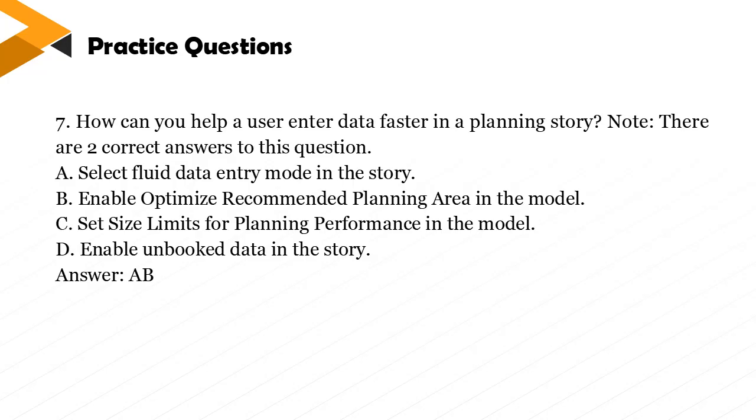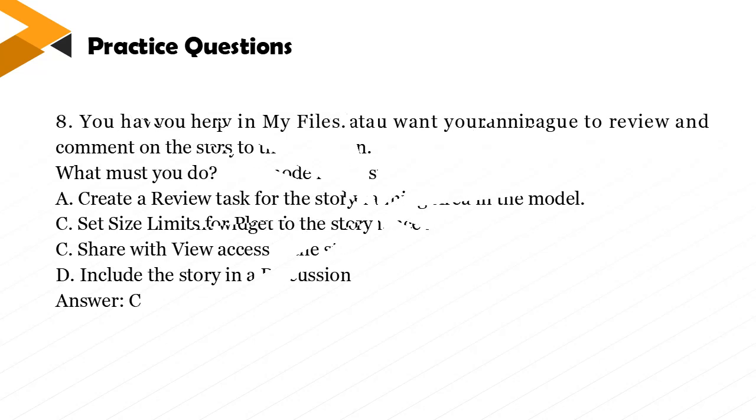7. How can you help a user enter data faster in a planning story? Note: there are two correct answers to this question. A. Select fluid data entry mode in the story. B. Enable optimize recommended planning area in the model. C. Set size limits for planning performance in the model. D. Enable unbooked data in the story. Answer: A, B.